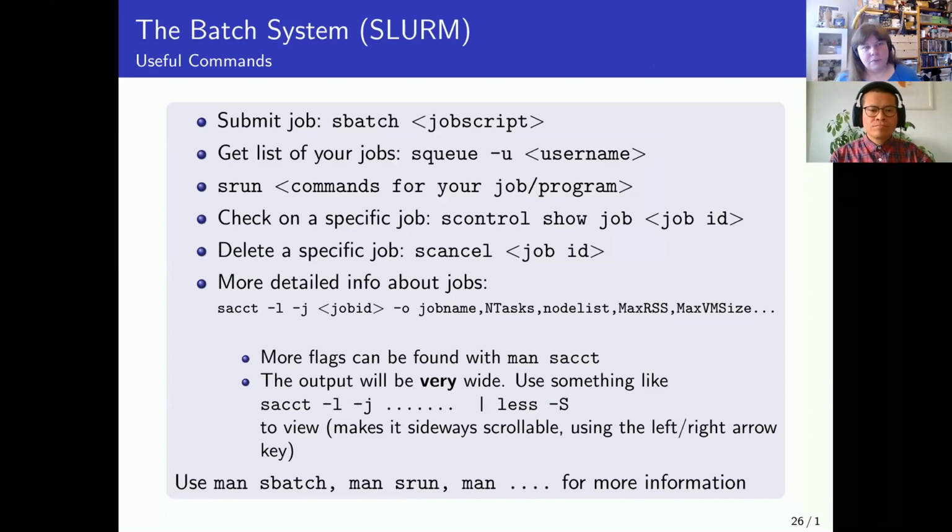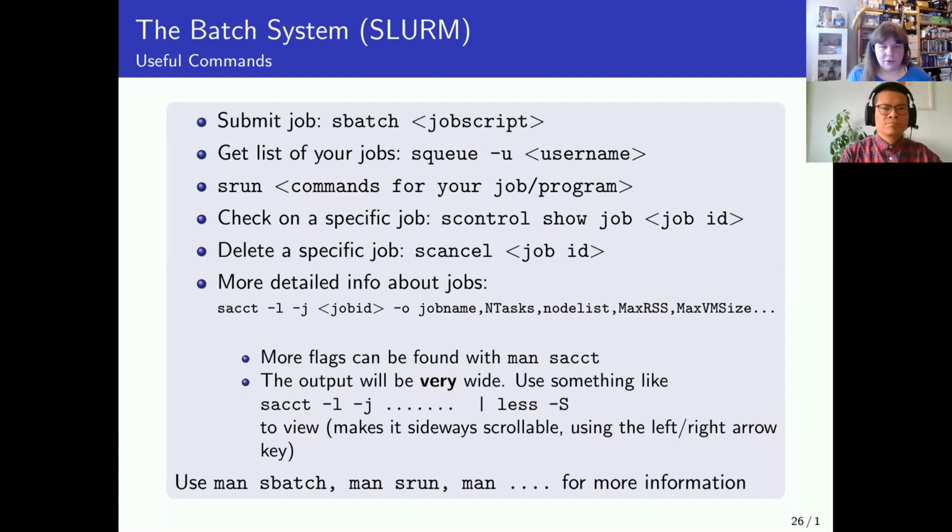So what are some useful commands for using the batch system? Pedro already mentioned several of these, but to submit the job, you use sbatch and the name of your job script. And just to repeat, job scripts can be named whatever you want to, but it is common to name them something.sh or something.sbatch or something like this. But it's not necessary. You can name them exactly what you want to, as long as you can easily yourself find out what is your job script.